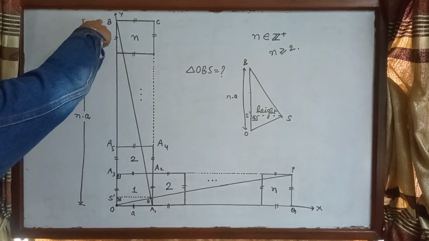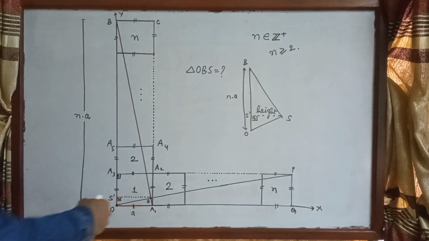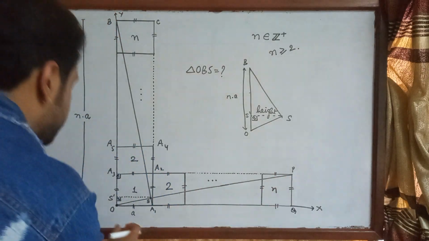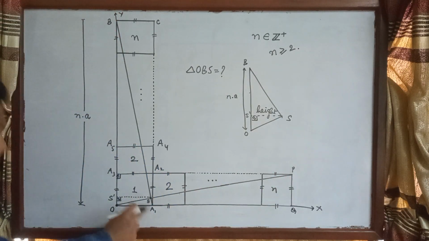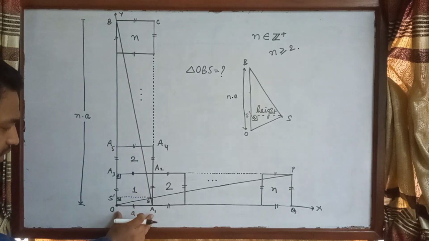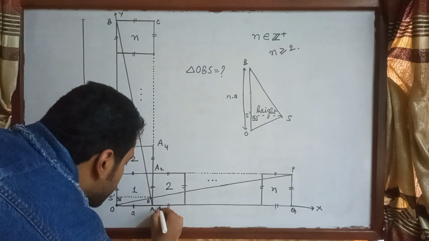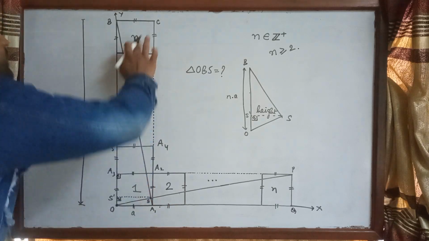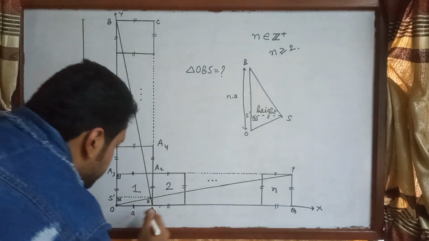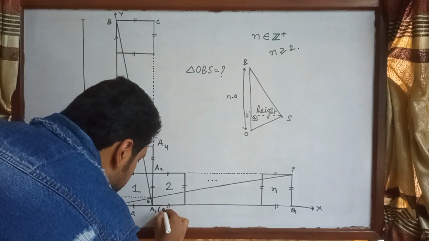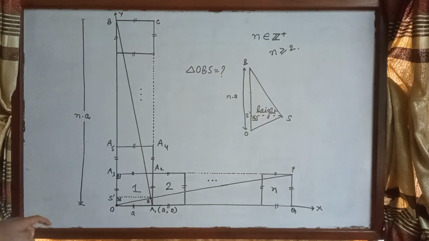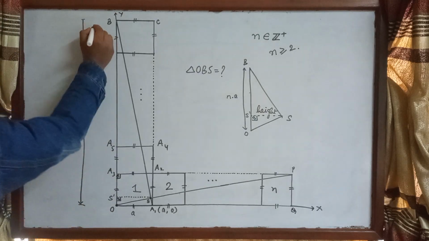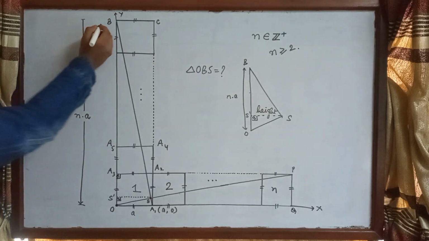To find the equation of BA1, we can use the double intercept form. This is the x-intercept, this is the y-intercept. The x-intercept is of length A, so the coordinates of A1 are (A, 0). Similarly, the coordinates of B are (0, nA).